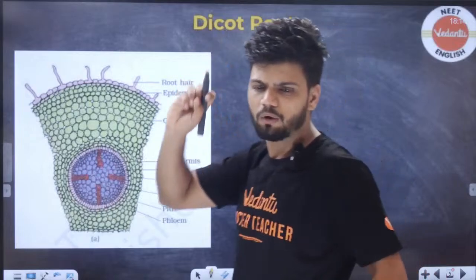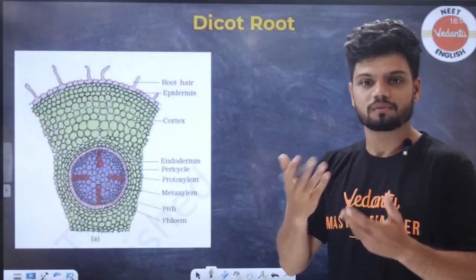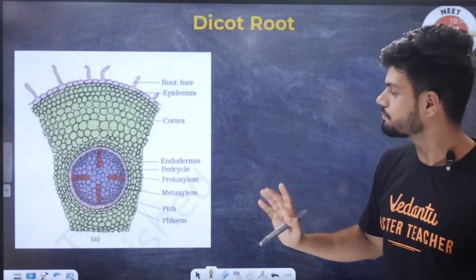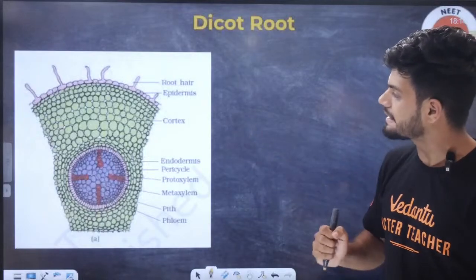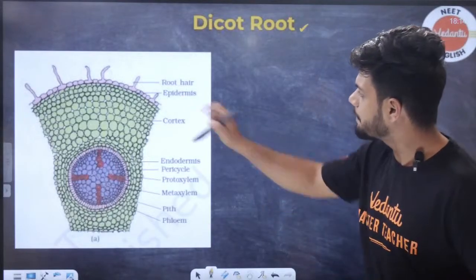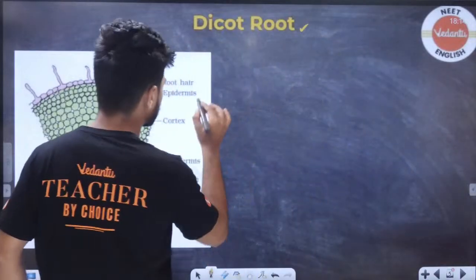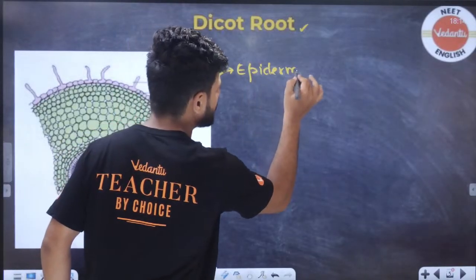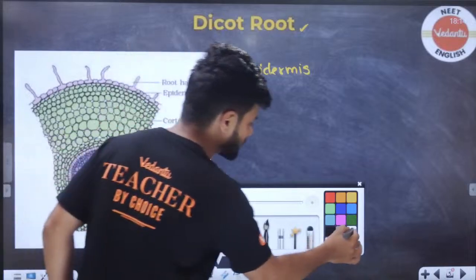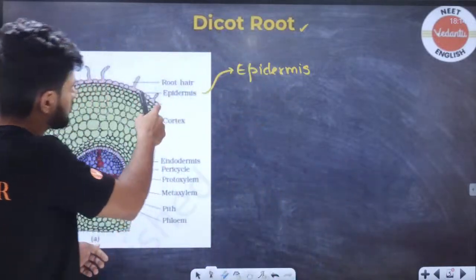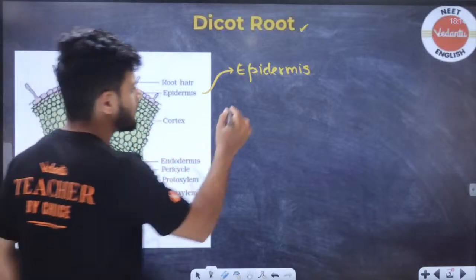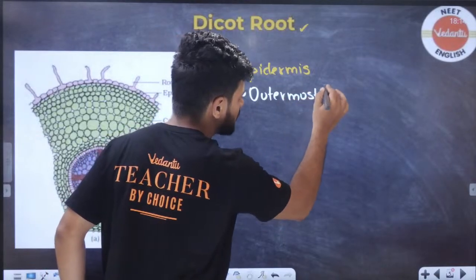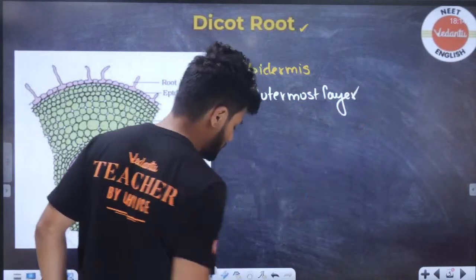Quickly tell me, students. Outermost layer. Do not memorize any of it. Just see and tell me which is the outermost layer from the entire section. The outermost layer present here in the case of dicot root is the epidermis. Yes or no? The outermost layer is called the epidermis, right here.